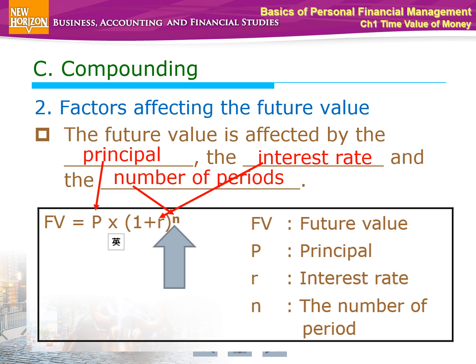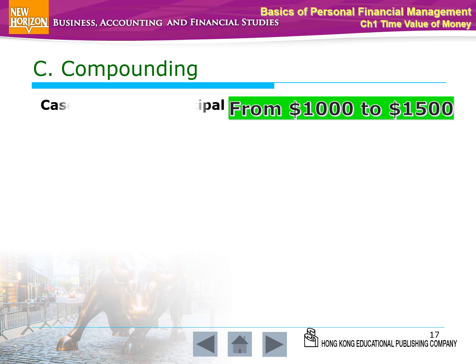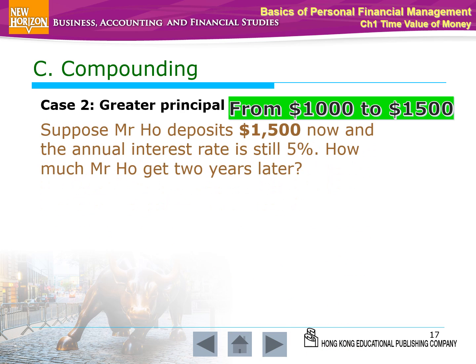So all these 3 factors will affect the future value. Let's go to case 2, a higher principal, say, for example, from $1,000 to $1,500. Suppose Mr. Ho now deposits $1,500 instead of $1,000 in ABC Bank, and the annual interest rate remains unchanged at 5%. Again, you are asked how much Mr. Ho can get 2 years later.